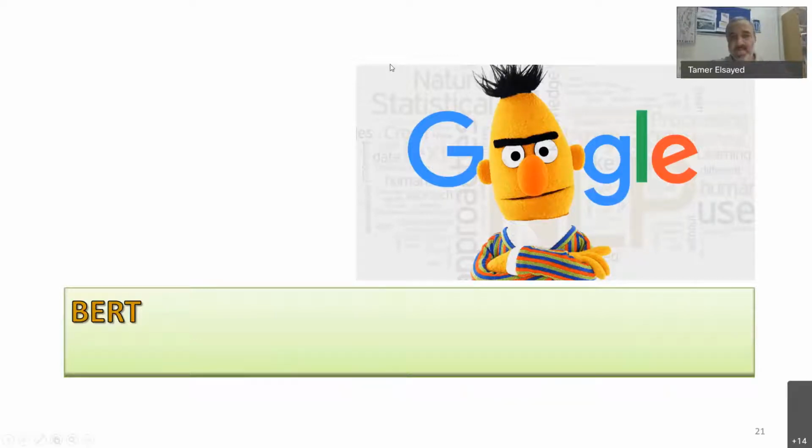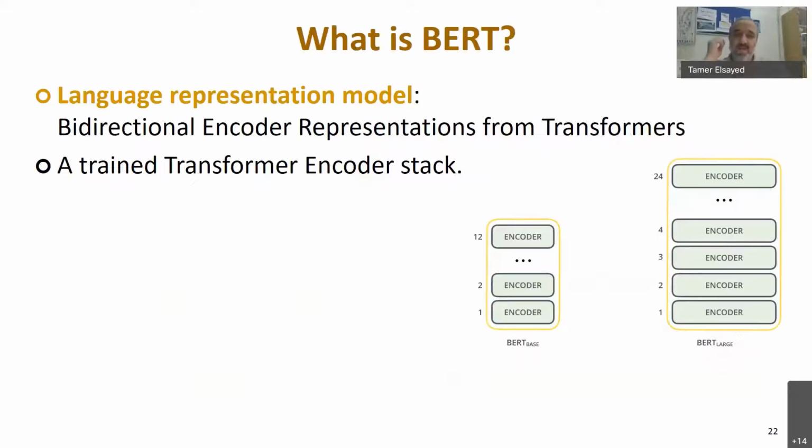Bismillah ar-Rahman ar-Rahim. In the first half, we talked about transformer. Transformer, of course, is very related to the other model, which is actually our focus, which is BERT, because as you will see, BERT is built based on the transformer. So what is BERT? BERT is a language representation model. It stands for bidirectional encoder representations from transformers. So it is very clear just from the name that it is based on the transformers, and it is only based on the encoder side.